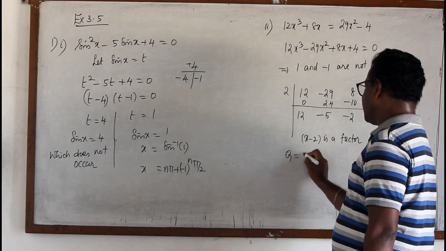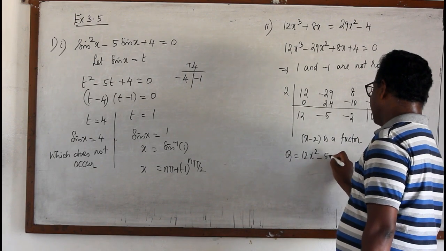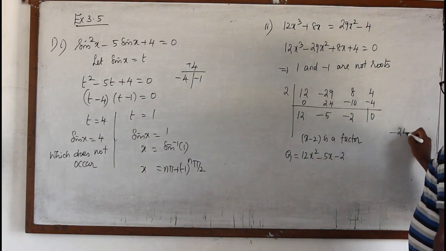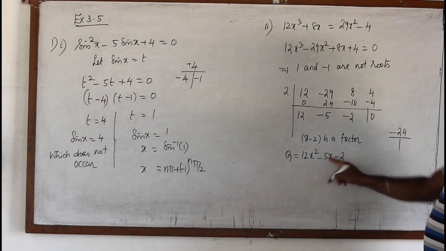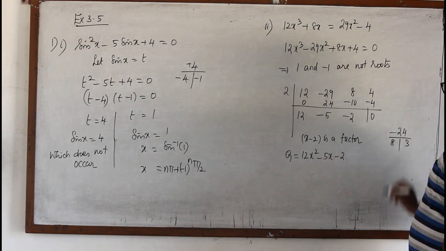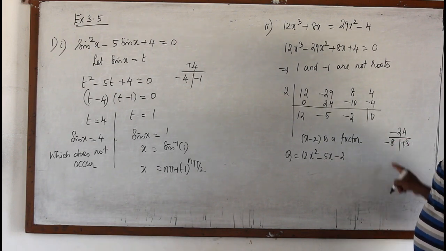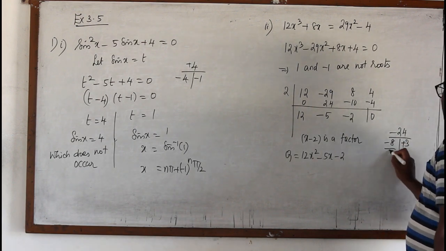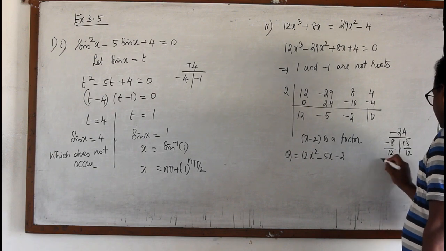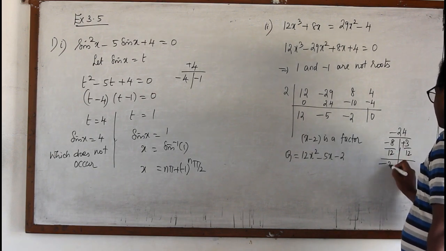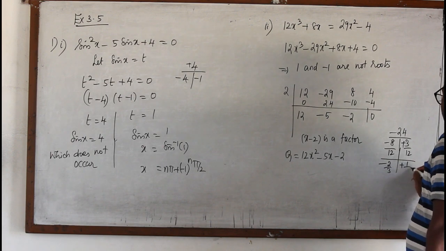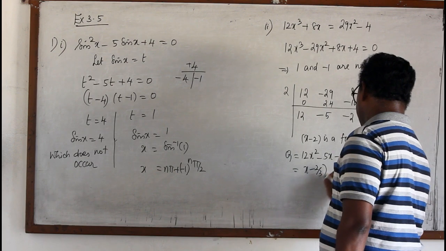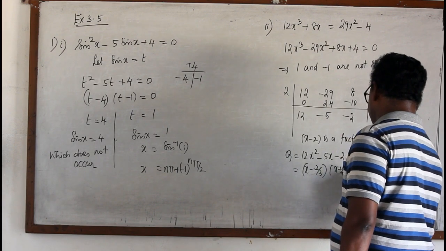Also, the quotient is 12x square minus 5x minus 2. 12 twos are 24, minus 24. I need minus 5. We can have 8 3s are 24. So minus 8 plus 3. When I multiply it is minus 24. When I add it becomes minus 5. So by 12, by 12. When I divide, this is 1 by 4, 2 by 3. Therefore it is x minus 2 by 3, x plus 1 by 4.